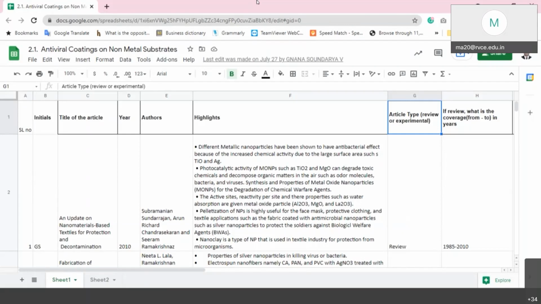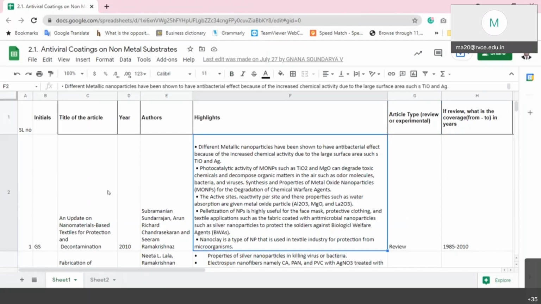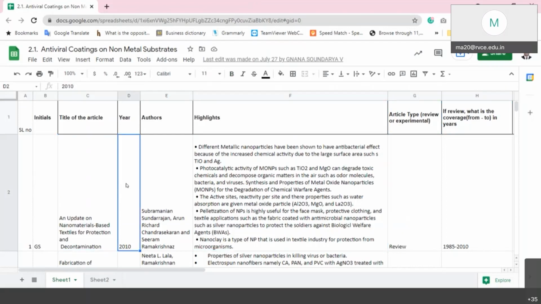So next is, if it is a review paper, what is the coverage? I was talking about the timeline, right? The year of publication. That is what you are going to represent in this column. Look at the very first one listed here. The title is there. It was published in 2010. These are the authors. These are the highlights, and it says it's a review article, right?